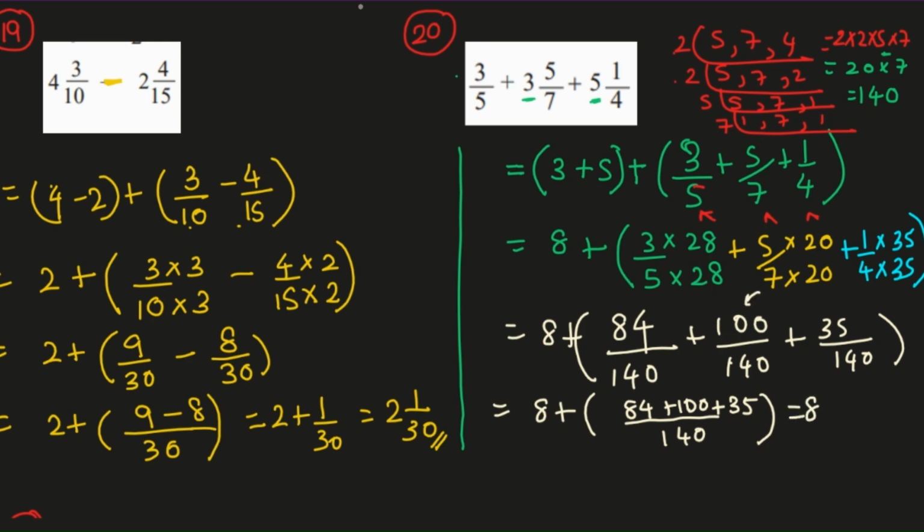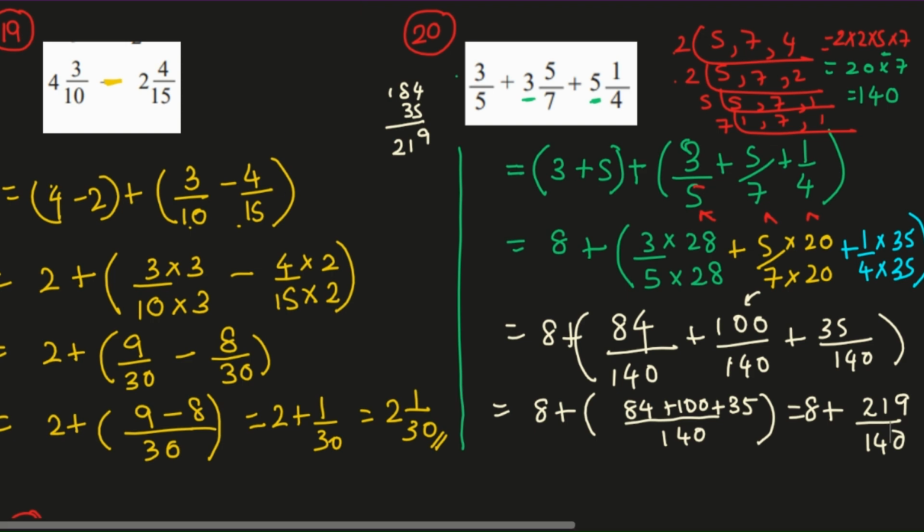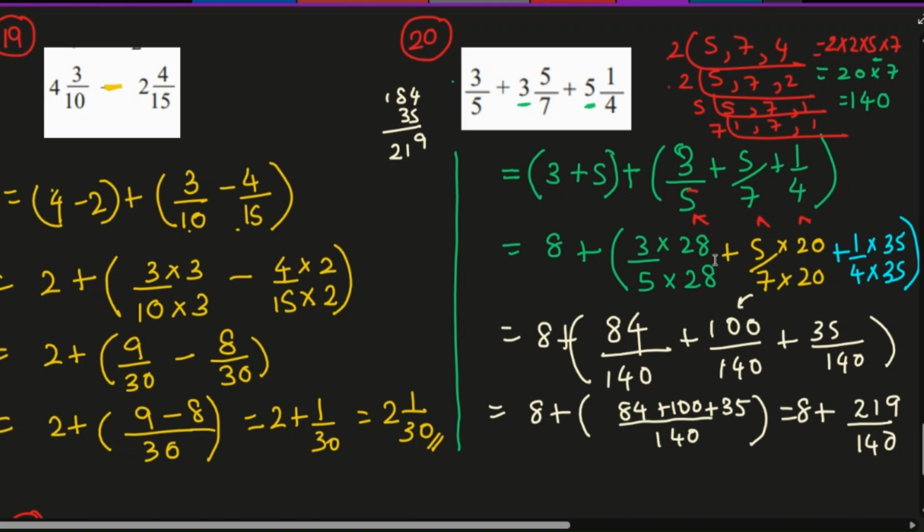Then it's 8 plus 140, 100 plus 84, 184, 184 plus 35, it's 219. Right. Okay, now I think you are clear up to here.